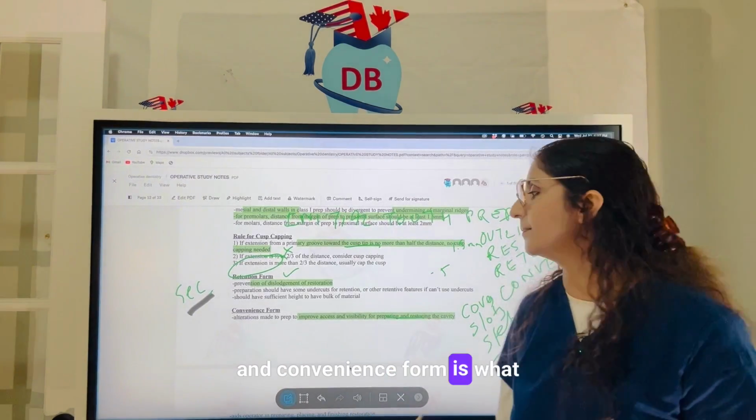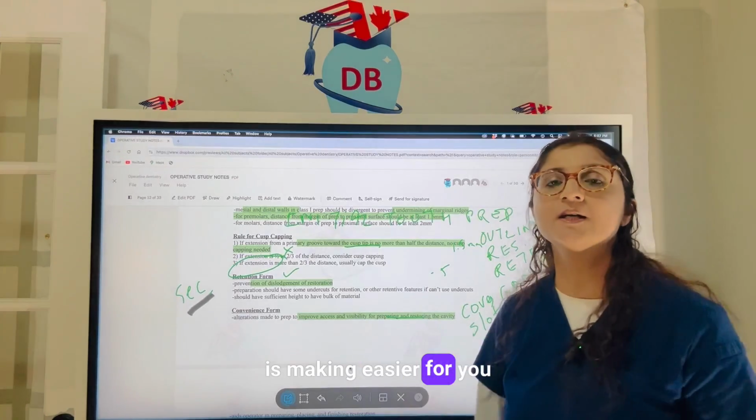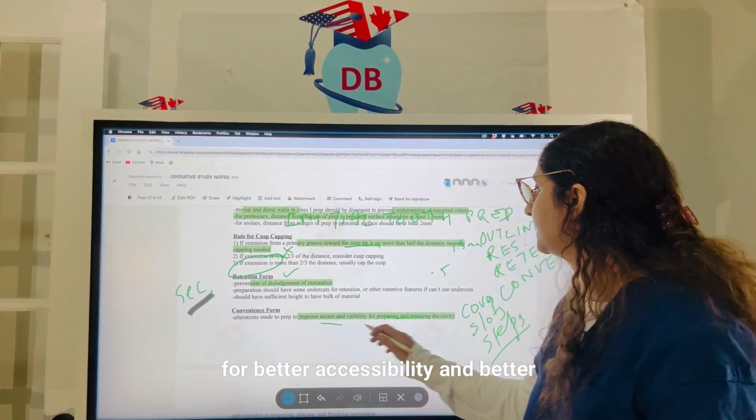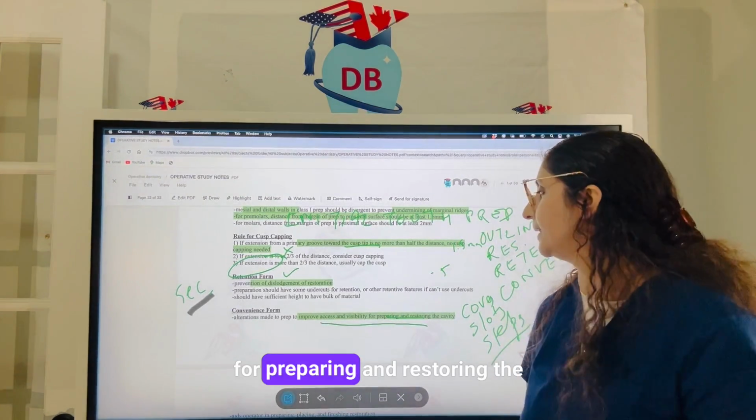And convenience form is what is making it easier for you, with better accessibility and better visibility, for preparing and restoring the cavity.